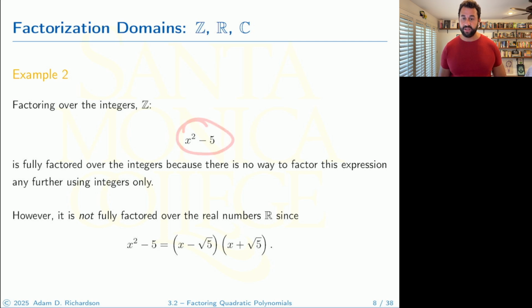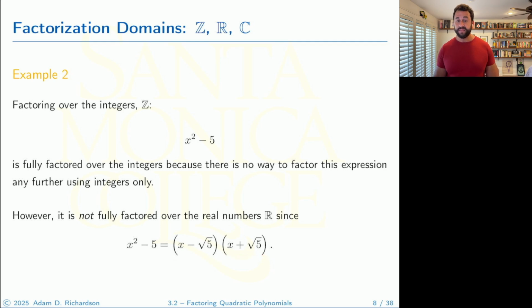This expression right here, x squared minus 5, is fully factored over the integers because there's no way you could split this expression up into more factors by only using integers. However, it is not fully factored over the real numbers, because if we're allowed to use real numbers, in particular irrational numbers, we can factor this further. We can factor it like so.